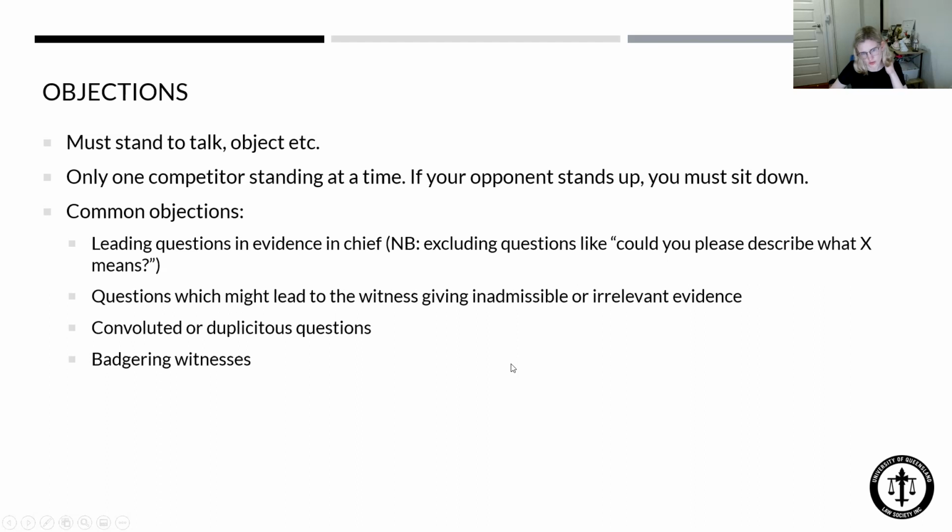For objections, the big problem with objecting, usually in the first couple of rounds of the competition, is that people just sit there and say, I object, Your Honour. If you want to object, you have to stand up. Or if you want to talk in any way, you have to stand up. And then your competitor or the other side will sit down. So there's only one person ever standing at any point in time.